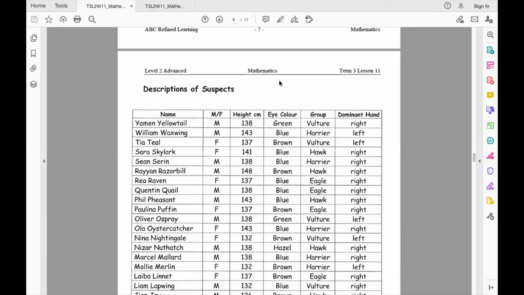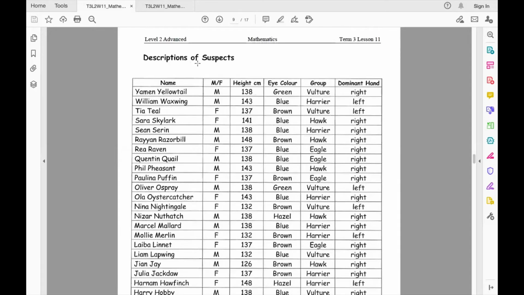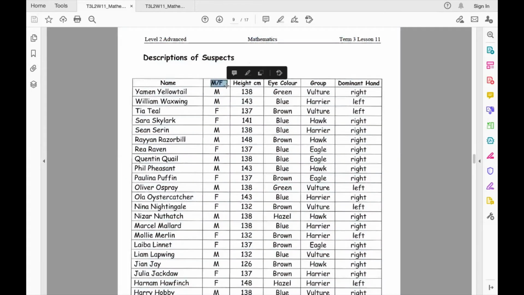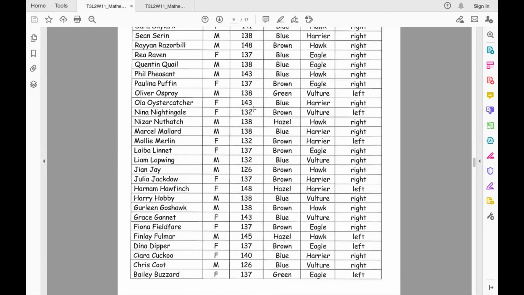So just like last week, we have the descriptions of the suspects. We have the name of the person here, and we've got male or female, so if they're a girl or a boy. We've got the height, so how tall they are. So 138 centimeters, 143, all the way going down.